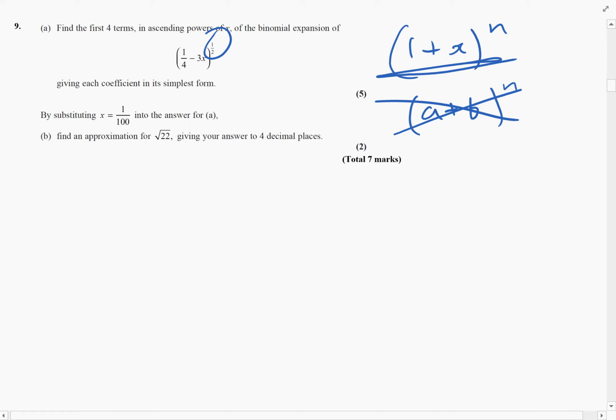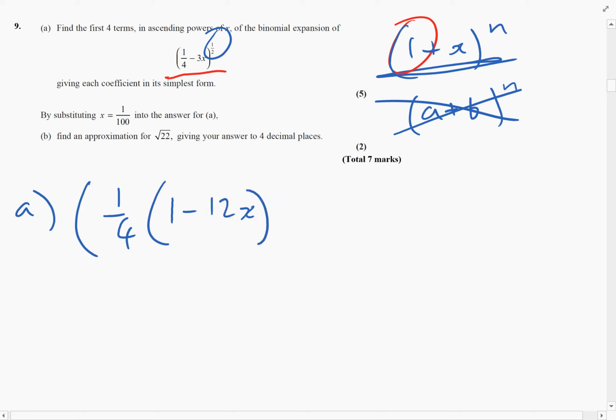Use this formula at the top, the one in the formula book. But this only works if you have a 1 here. So what's stopping you having a 1 there in this question is that quarter. So you have to take the quarter out before you can use the expansion in the formula book. So let's do that. If we take out 1/4, we'll be left with minus 12x here, and it's still all to the power of a half. If you're not sure about that 12, then just check. This times this will give you a quarter, and this times this will give you minus 3x.